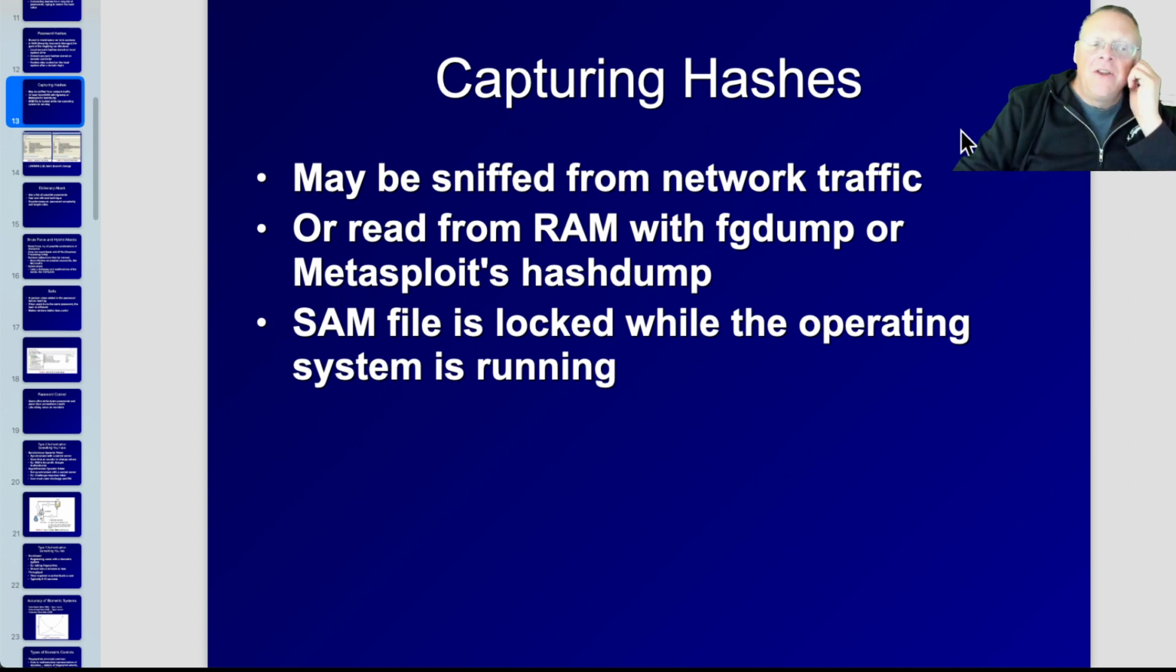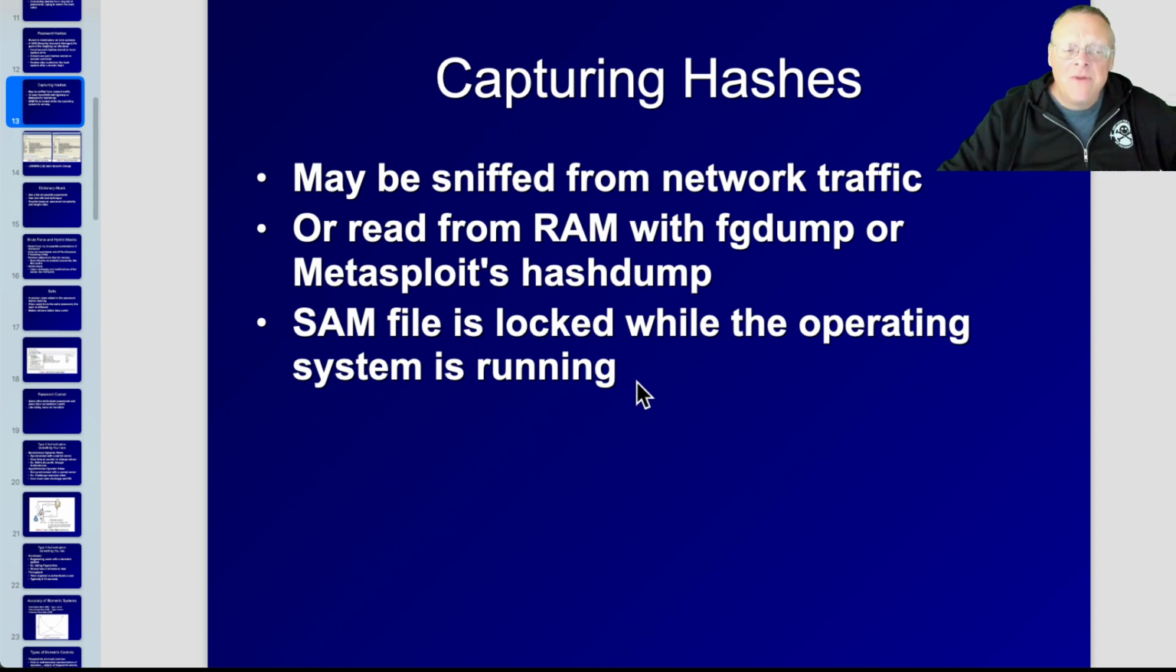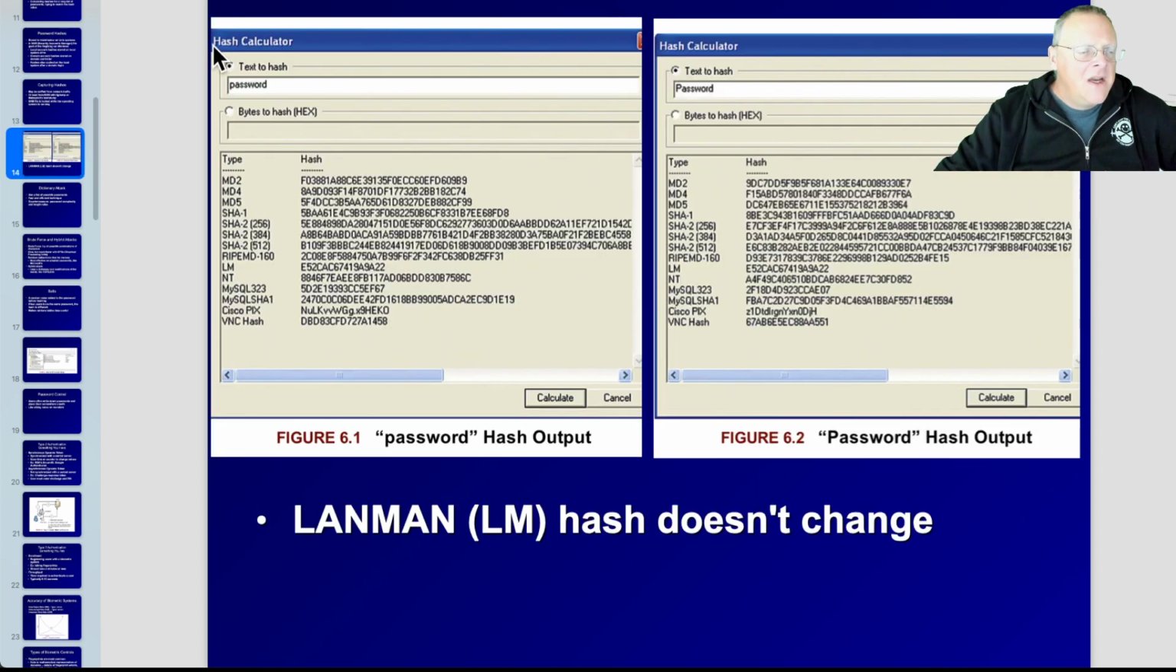Anyway, so to steal the hashes, you can steal them from network traffic, or read them from RAM, or read them from the SAM file, and then you get these hashed passwords, which you have to crack by just trying millions of password guesses. And you'll see them here.